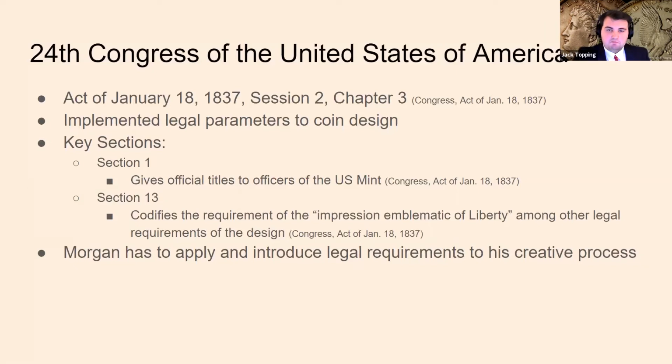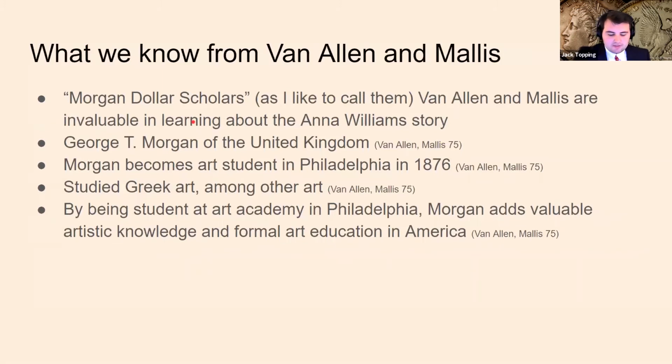So like I said, this book is a top resource for Morgan Dollar collectors, and it's the top resource, in my opinion, on learning about Anna Williams meeting George Morgan. So instead of reading the entire chapter, I want to focus on the key facts that Van Allen and Mallis write in this chapter, namely that we learn who George Morgan is and that he's a designer and engraver from England. All of this found on page 75.